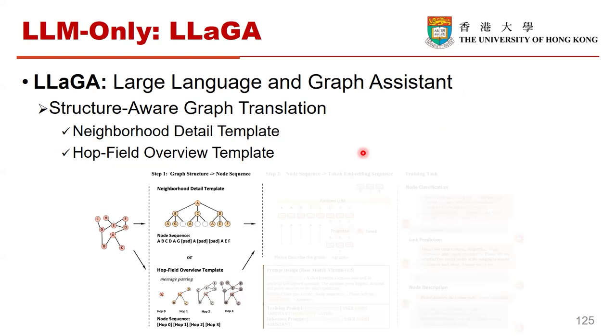Specifically, LaGA provides two kinds of translation in the graph translation. The first one is the neighborhood detail template. It transfers the graph into the sequence using the neighborhood detail information. And another way is that they use the hop field overview template to transfer the whole graph into the sequence. These two kinds of methods are effectively utilized to transfer the graph into the graph sequence, which is further concatenated with the natural language tokens and fed into the LLM.